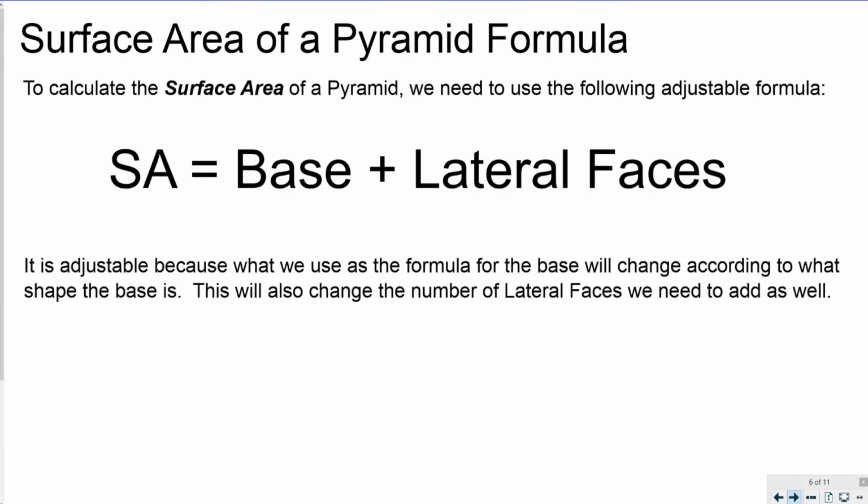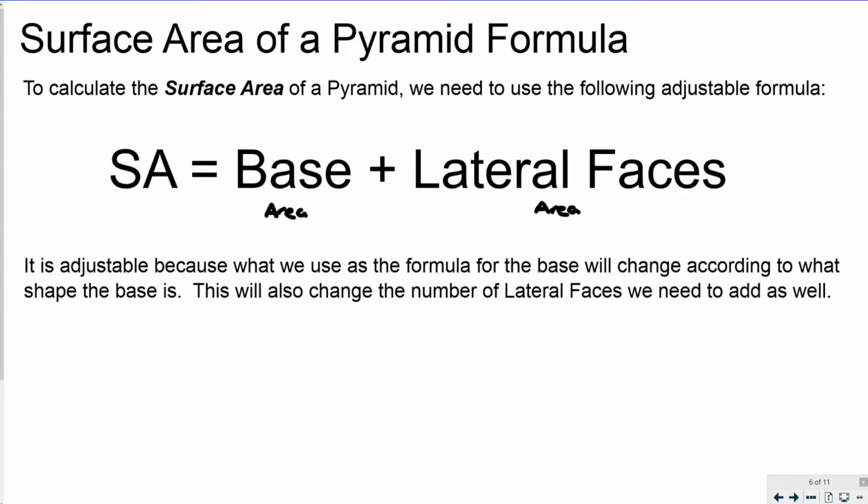Now, the formula is adjustable. It takes this form to calculate the surface area of a pyramid. We use this adjustable formula that the surface area is equal to the base area. I want to make that clear. It is the base area plus the lateral faces area. So what I mean by that is you need to calculate the area of the base and you need to calculate the area of the lateral faces, and you're going to combine those two amounts.